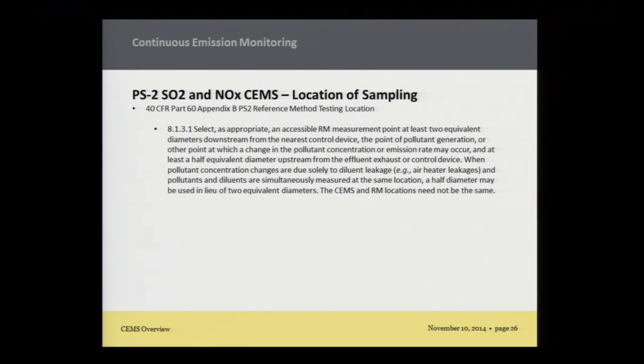When the pollutant concentration changes are due solely to diluent leakage, air heater leakages, etc., and pollutants and diluents are simultaneously measured at the same location, a half a diameter may be used in lieu of the 2 equivalent diameters. Right? It gets really wishy-washy as to where you go. But if you could meet the two and a half, so 2 upstream, half downstream, it's the way to go. That's the easiest way to do it. The CEMS and RM locations need not be the same.